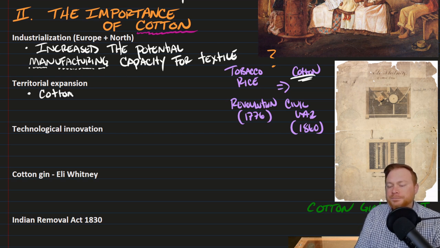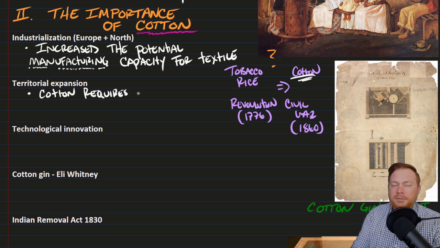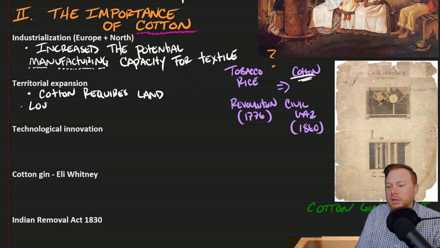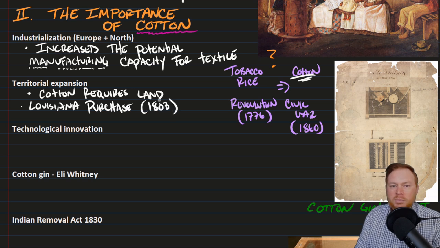Cotton in general requires land. And when you compare the southern United States to other plantation societies that use slave labor, one of the things that makes the southern United States unique is that it is just far larger in terms of territory. And so we could point to things like the Louisiana Purchase, for example, and see how that opened up the potential for more and more cotton to be grown.